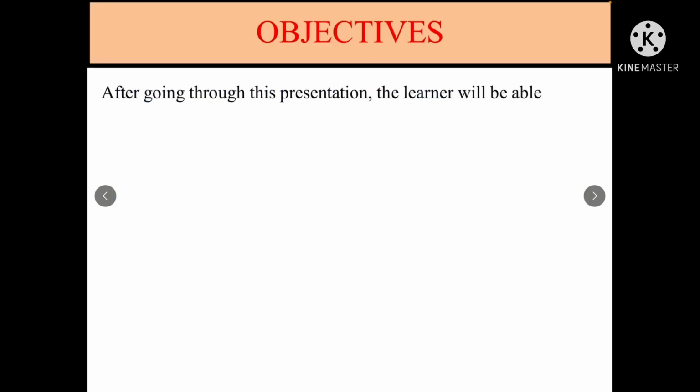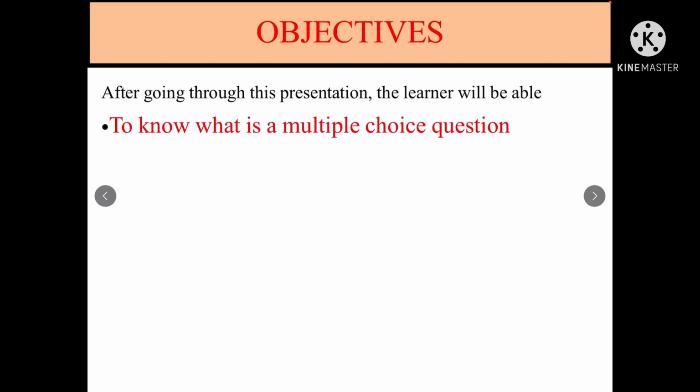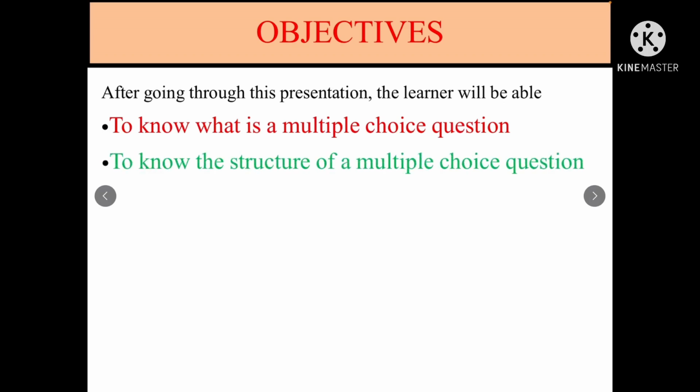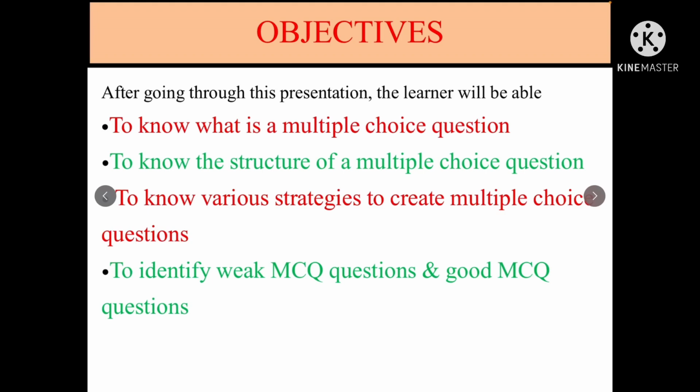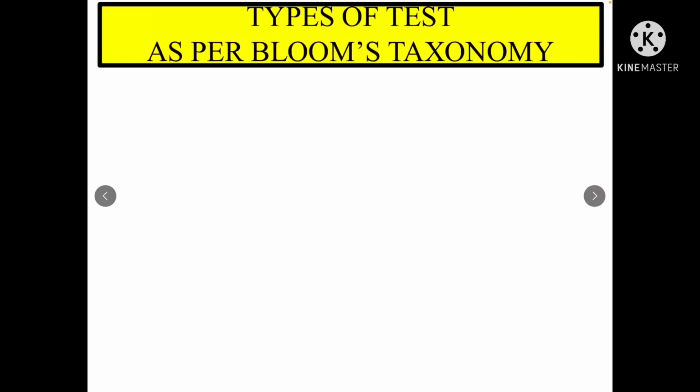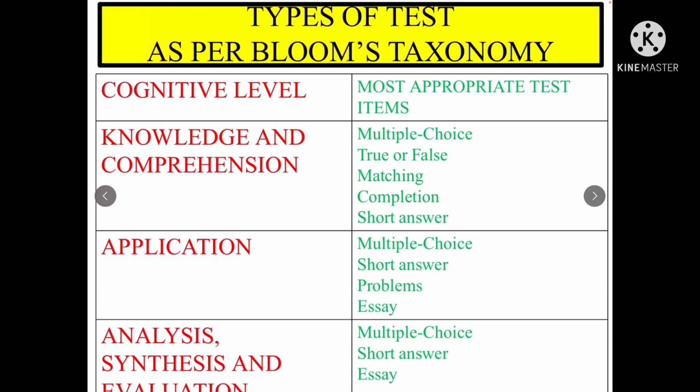So, the objective of this present lesson is to know what is a multiple choice question, to know the structure of a multiple choice question, to know various strategies to create multiple choice questions, and to identify weak MCQ questions and good MCQ questions by going through some examples. As per Bloom's taxonomy, the different cognitive levels are knowledge, comprehension, application, analysis, synthesis, and evaluation. From this table, what we observed is that multiple choice type questions test items for all cognitive levels.